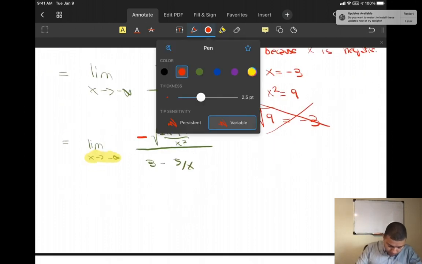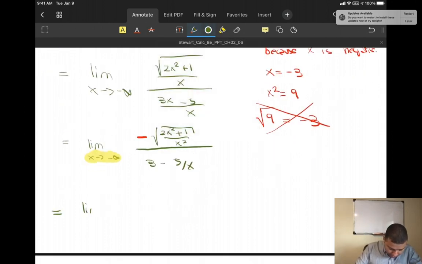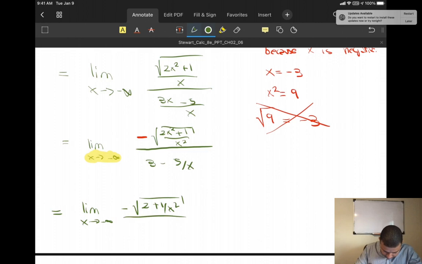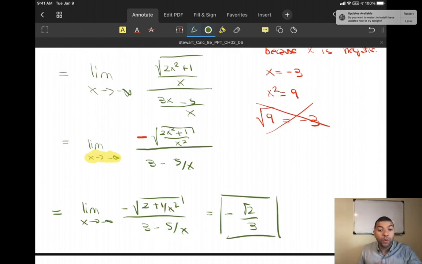So we continue. So now it's the limit as x goes to minus infinity of minus the square root, so the same thing happens now, of 2 plus 1 over x squared, over 3 minus 5 over x. So that's minus square root of 2 over 3, because this goes to 0, this goes to 0. That's the answer. So we now have 2 horizontal asymptotes. Okay? That's what's going on there.